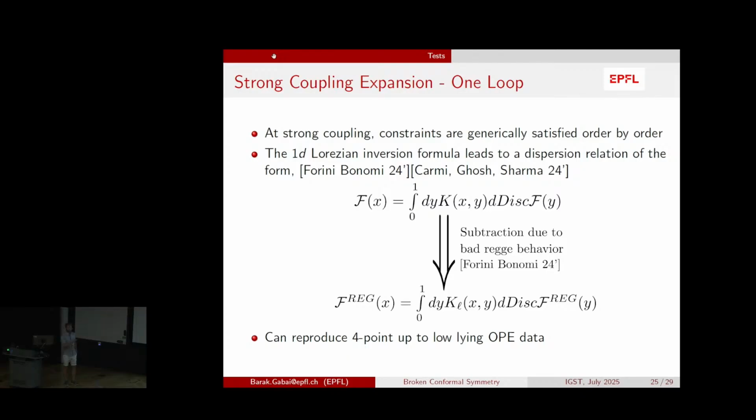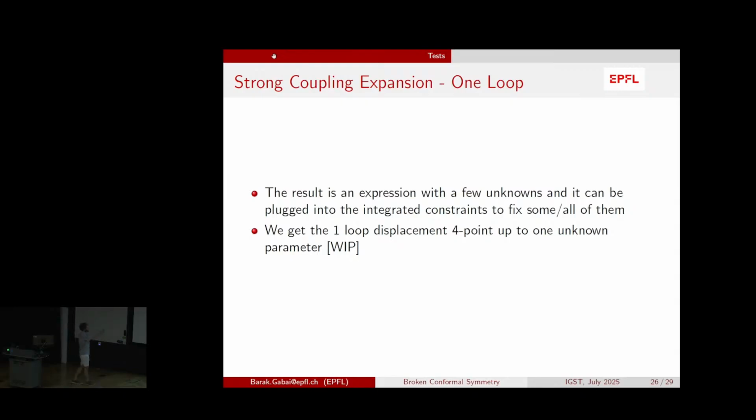And this is perfect if you have an integrated constraint, right? Because you can just integrate the expression that you got and try to fix these unknown coefficients. It turns out that at one loop, you can fix the displacement four-point function up to one unknown parameter for this specific theory, this Yang-Mills theory. You cannot hope to do better because there has to be some parameter that tells you in which dimension you are. Everything I said was for Yang-Mills in 3D, the simplest setup you can imagine, Yang-Mills in 3D AdS. But you can set up exactly the same setup in 4D, 5D, 6D AdS.